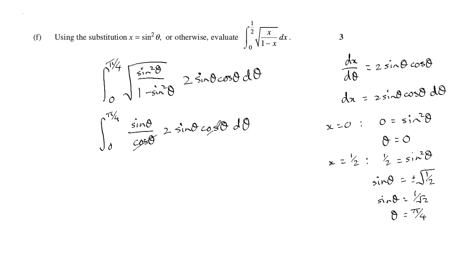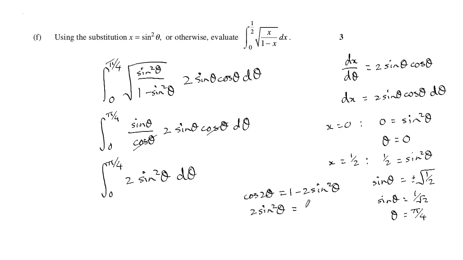And then we can cancel that, so we get integral from 0 to pi on 4 of 2 sine squared theta d theta. Now, how do we do that integral? Well, what we need to use is the fact that cos 2 theta is 1 minus 2 sine squared theta. So you can rearrange that and get 2 sine squared theta is 1 minus cos 2 theta. Now that is much easier to integrate than that, so we'll use that instead.